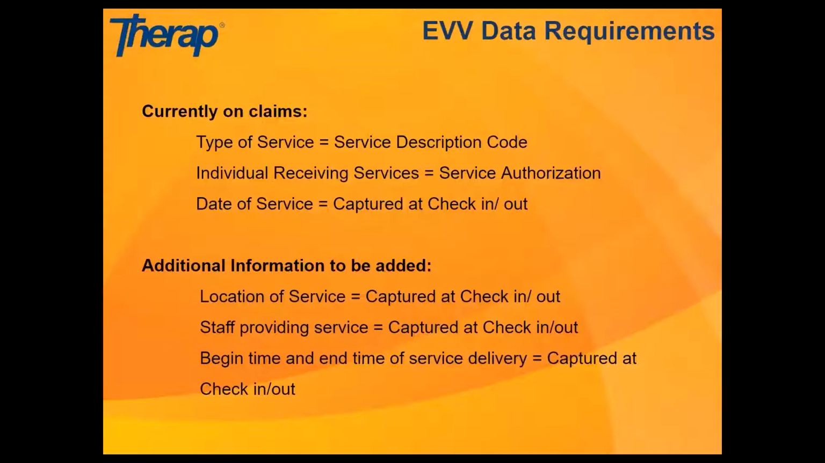Currently, some of that information is already collected and submitted on claims. You have your type of service, which is your service description code. The individual that's receiving services, we pull that from the service authorization, and then the date of service is going to be captured at your check-in and check-out date. Those three pieces of information are currently already submitted on any other claims that you submit to Virginia Medicaid.